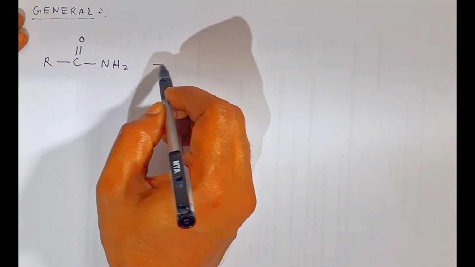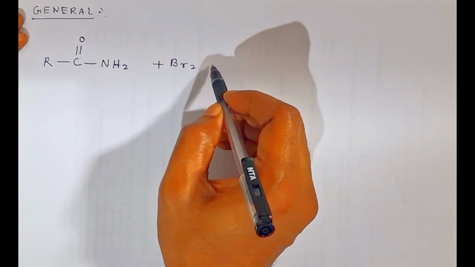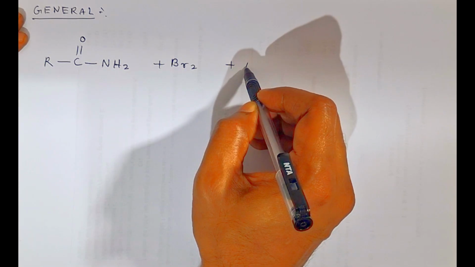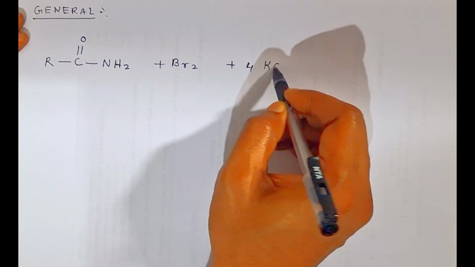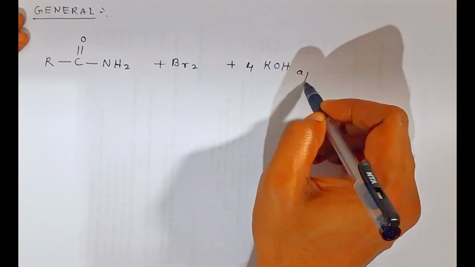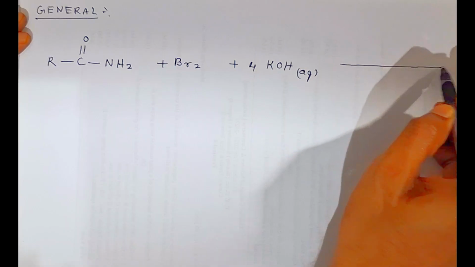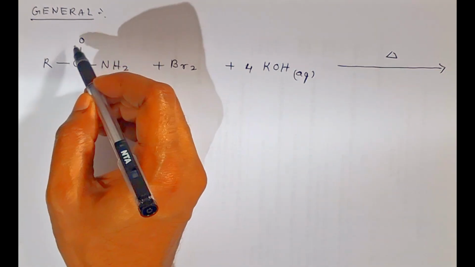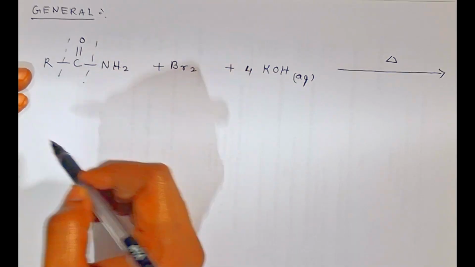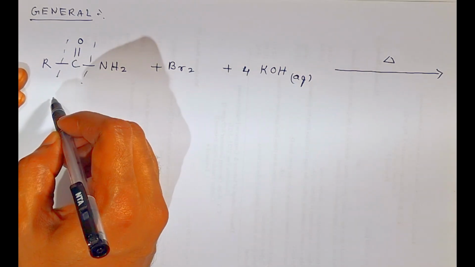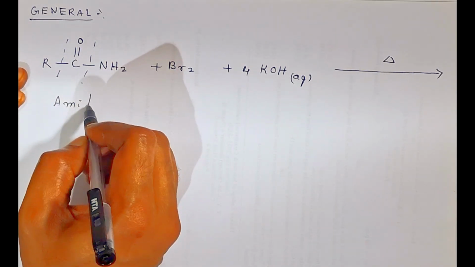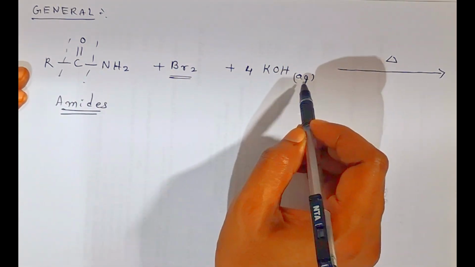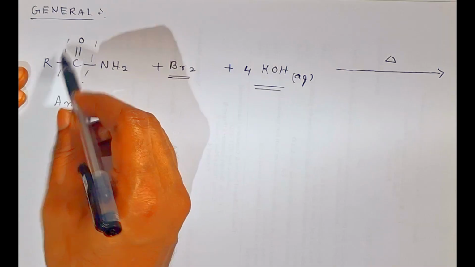For the amide, we are passing bromine gas in the presence of aqueous KOH. Here, 4 molecules of KOH are required. Now what happens when you heat this mixture? This carbonyl will break. That is why we call it degradation. So when you pass bromine gas and aqueous KOH over any amide, a degradation will take place.